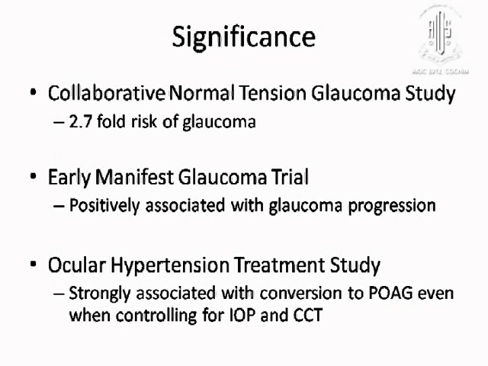The significance, these wonderful 3 glaucoma studies are telling us the significance of disc hemorrhages. The normal tension glaucoma study has shown that there is nearly a 3 times risk of glaucoma in patients who have disc hemorrhages. The EMGT, or the early manifest glaucoma trial, has shown that disc hemorrhages are positively associated with glaucoma progression. And the OHTS study has shown that there's a much stronger association with conversion to open-angle glaucoma even when controlling for other risk factors like intraocular pressure and thin corneas.